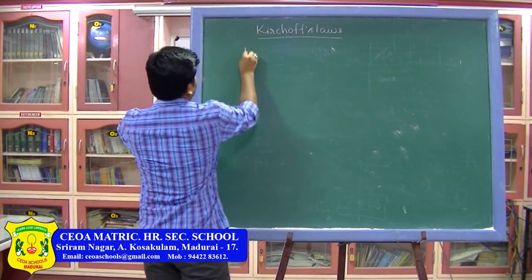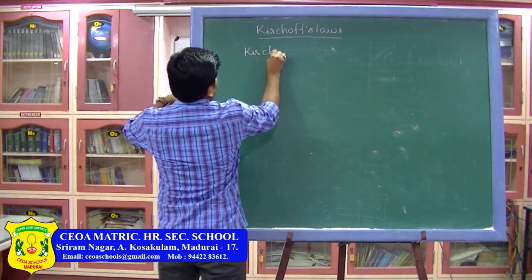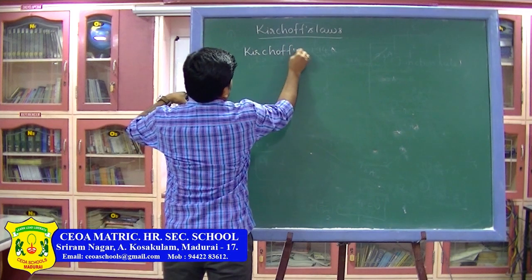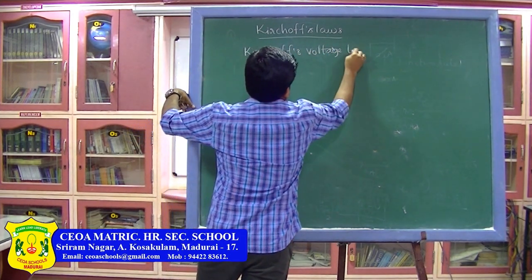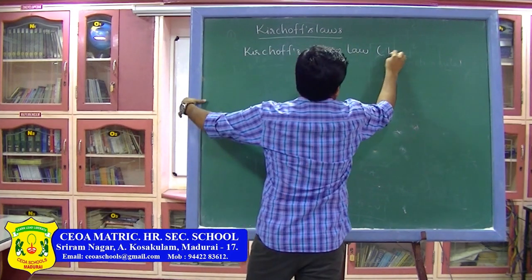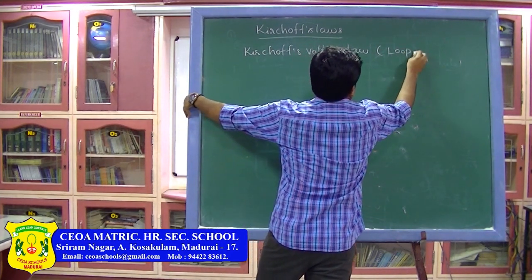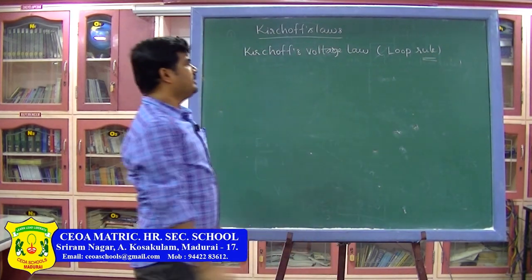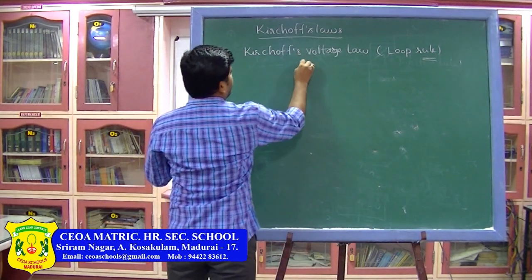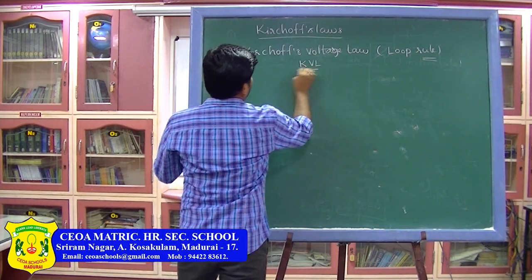Kirchhoff's voltage law. It can also be called the loop rule. Kirchhoff's voltage law is also known as the loop rule. In short form, we can call it KVL, Kirchhoff's voltage law.